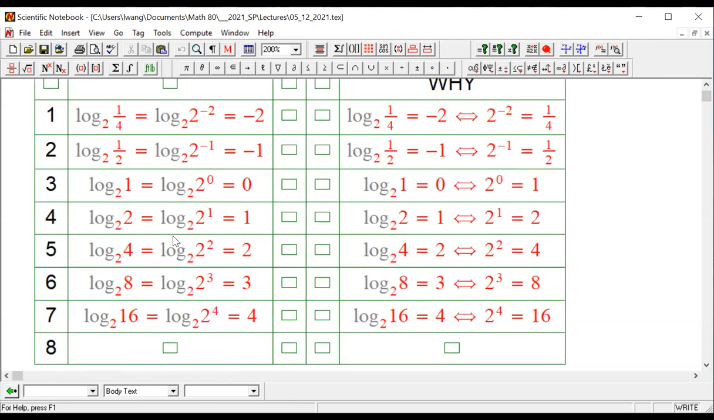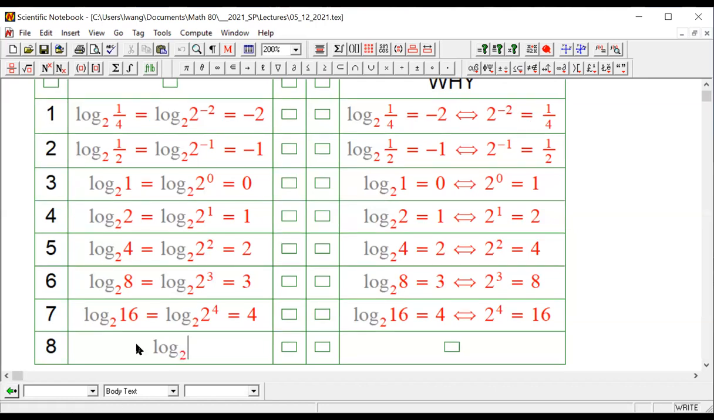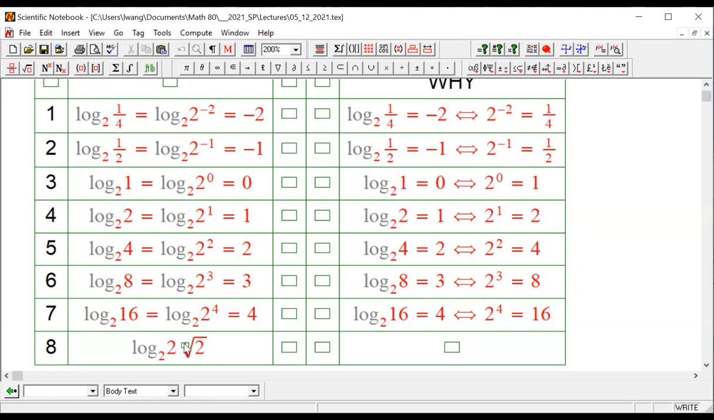Question number 8, and I want you to give me the answer to log base 2 of 2 times root 2. What does that equal to? A little bit challenging, but I know you can do it.